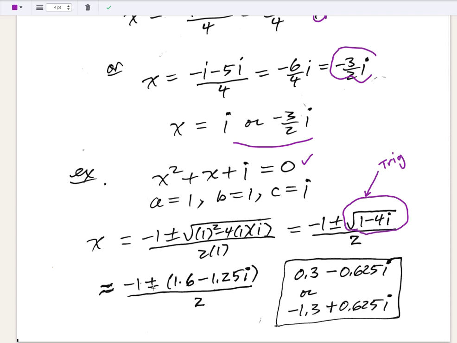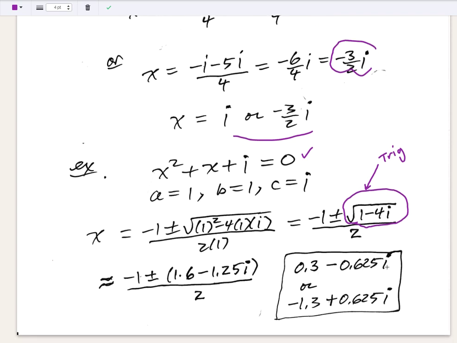So I've got negative 1 plus or minus 1.6 minus 1.25i, all divided by 2, and then I take the two different situations, plus or minus, and I get the following. Again, these are just approximately true. I only went to so many decimal places. But 0.3 minus 0.625i, or here's another solution, negative 1.3 plus 0.625i. So this equation still has two solutions when you go to the complex numbers. Alrighty, so there you go.